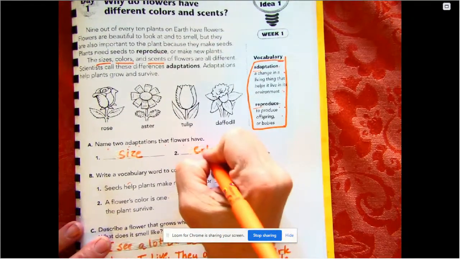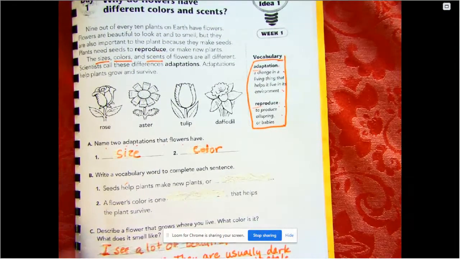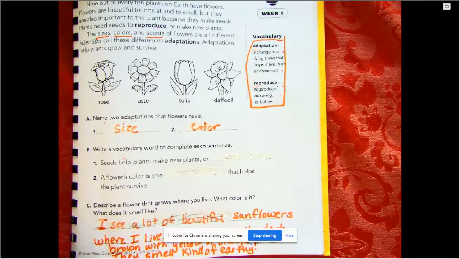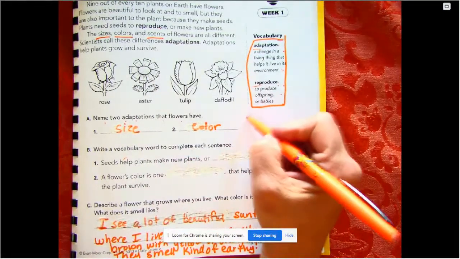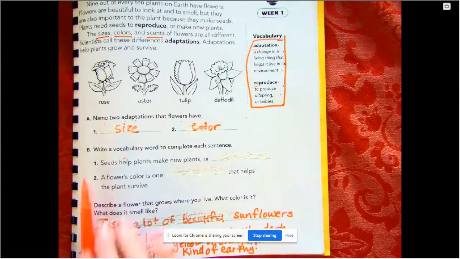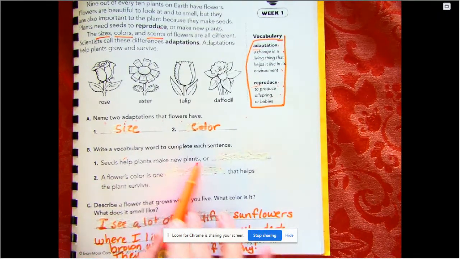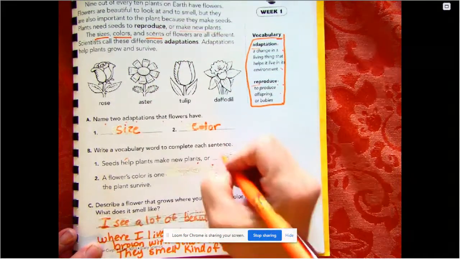I'm writing over white out because I had already done this whole video before something happened and it didn't work out. Okay. Under section B, it says write a vocabulary word to complete each sentence. Here are our vocabulary words, adaptation and reproduce. Number 1, seeds help plants make new plants, or, see right here, it says make new plants or reproduce.